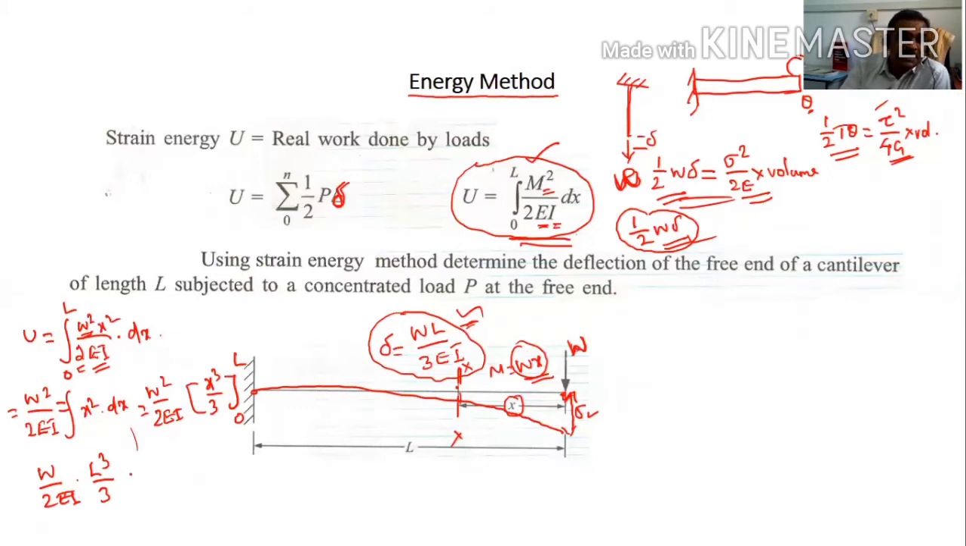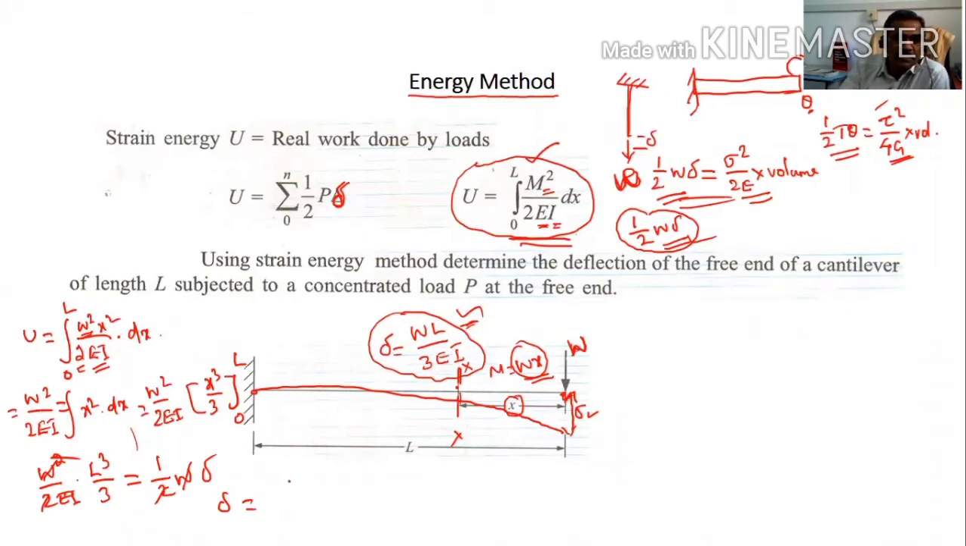This strain energy will be equal to the work done. What is the work done? Half into W into delta. Now the half you cancel. Sorry, W cancels, the 2 you cancel. Now what is the value of delta? Delta is equal to... this is W square, so the square will be cancelled. What is the equation?